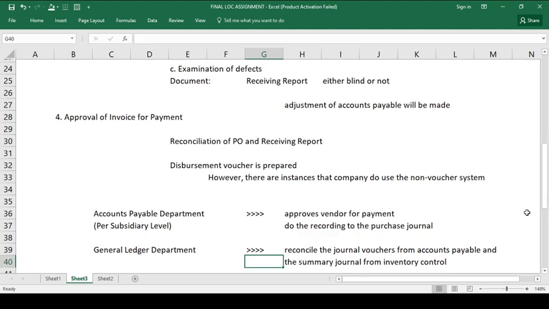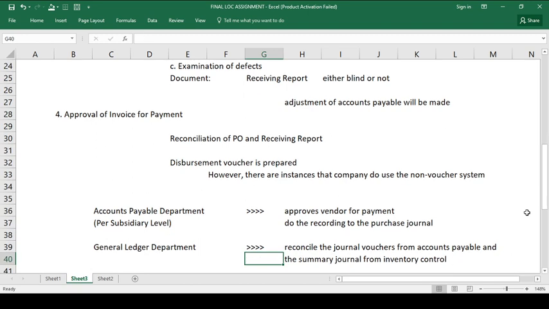Okay, the general ledger department naman, from the word general ledger, siya naman yung nagre-reconcile of the journal vouchers prepared by the accounts payable, I mean by the particular department from accounts payable, and the summary journal from inventory control. So, the general ledger department prepares lang niya kung magkano yung total balance of accounts payable, which is being reconciled to the purchase journals of each supplier.